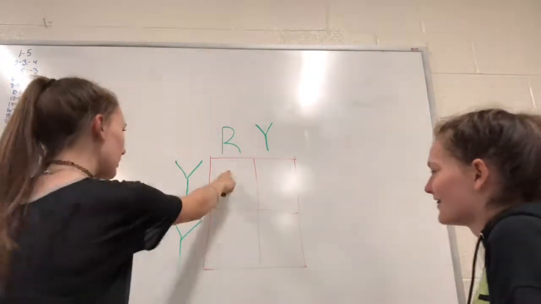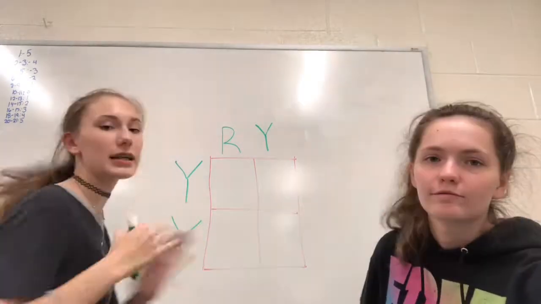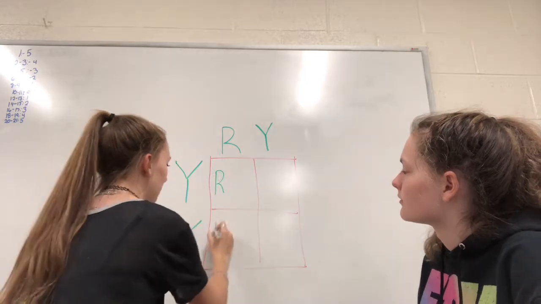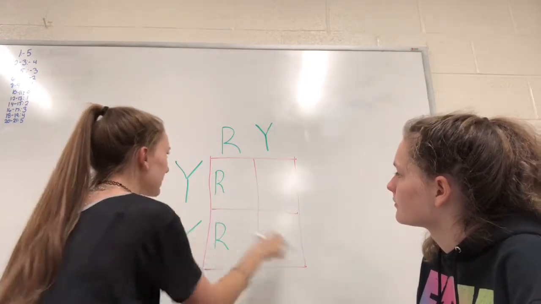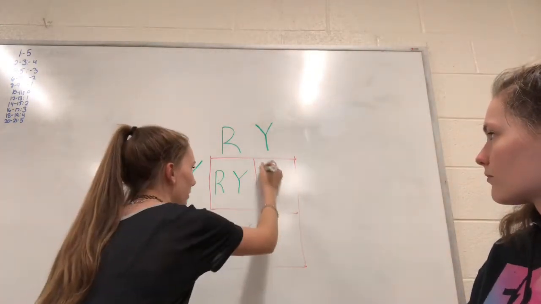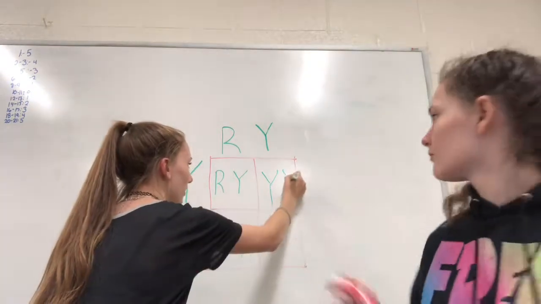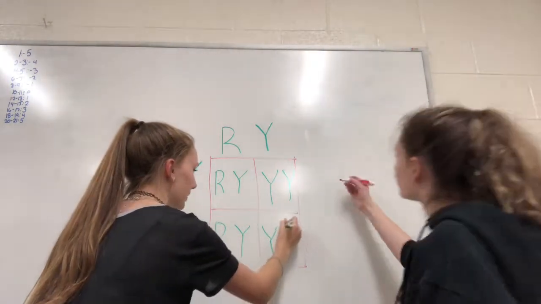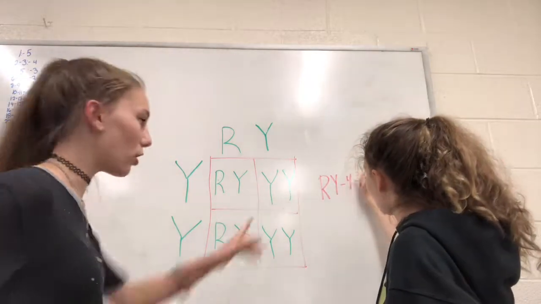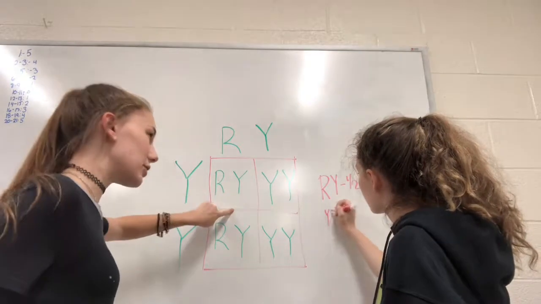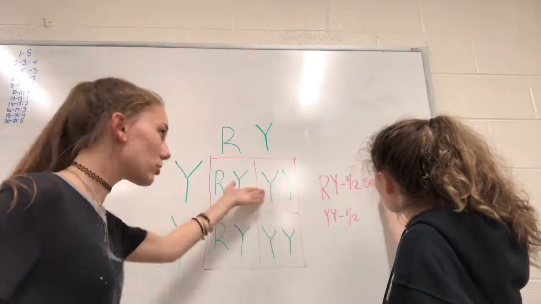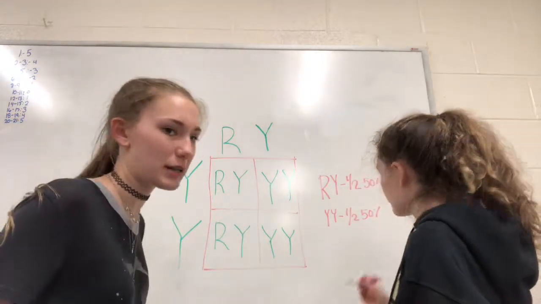Yeah. So the first thing we're going to do is it's just like the last cross we did. You pull down the R in both things, and then you pull over the Y's, and you pull down this Y. So there are the genotypes for this set of parents. So the genotype for RY is half of them, which is these 2, and the genotype percentage for YY is also half, because it's these 2, which is 50% each.